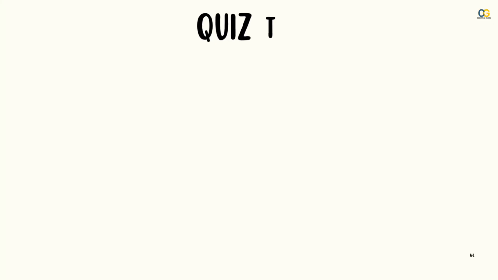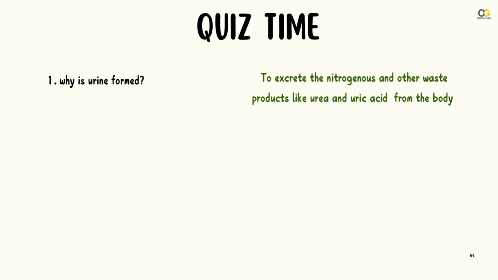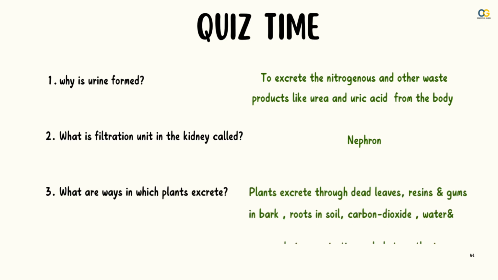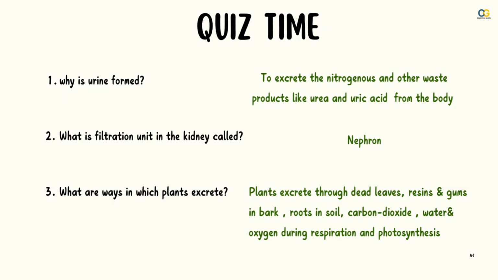Let us now answer a quiz on excretion. Why is urine formed? Right, to excrete the nitrogenous waste and other products like urea and uric acid from the body. Second question, what is the filtration unit in the kidney called? Right, it is called nephron. Third question, what are the ways in which plants excrete? Right, plants excrete through dead leaves, resins and gums from bark, through roots into the nearby soil, and carbon dioxide, water, and oxygen during respiration and photosynthesis.